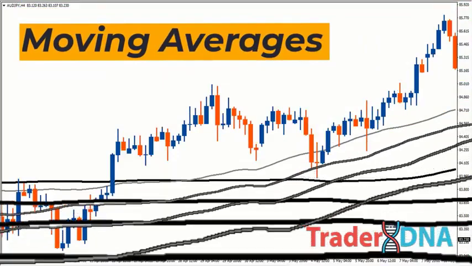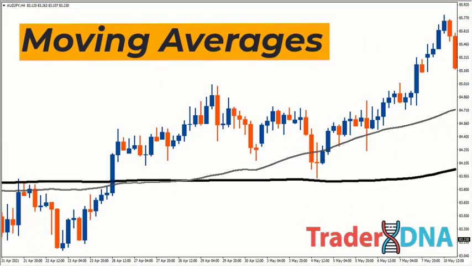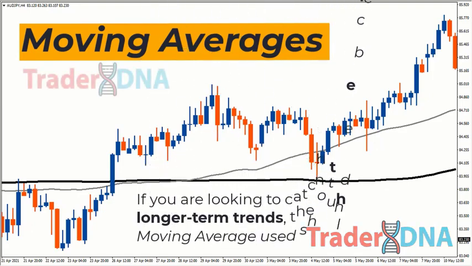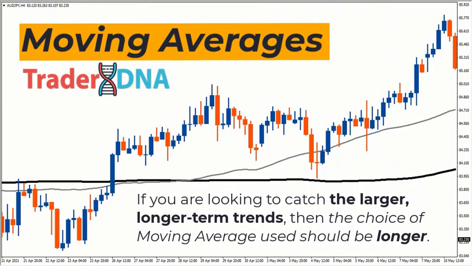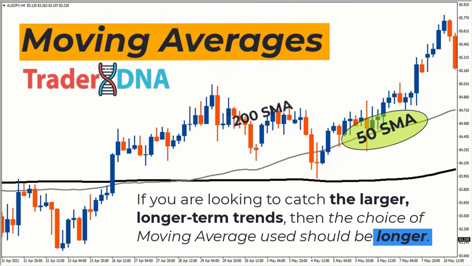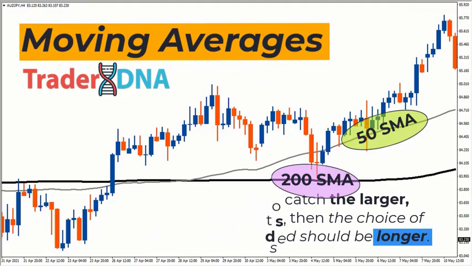Moving averages. Moving averages are a simple yet powerful tool for spotting a market trend. If you are looking to catch the larger, longer-term trends, then the choice of moving average used should be longer. The type and length are a matter of preference. Some traders will simply look at a 50-day simple moving average. Others may use a crossover strategy, in which they wait for a cross of a shorter moving average such as the 50 to go above or below a longer moving average such as the 200. Whichever moving average you decide to use, they can provide a simple means of determining market trend.